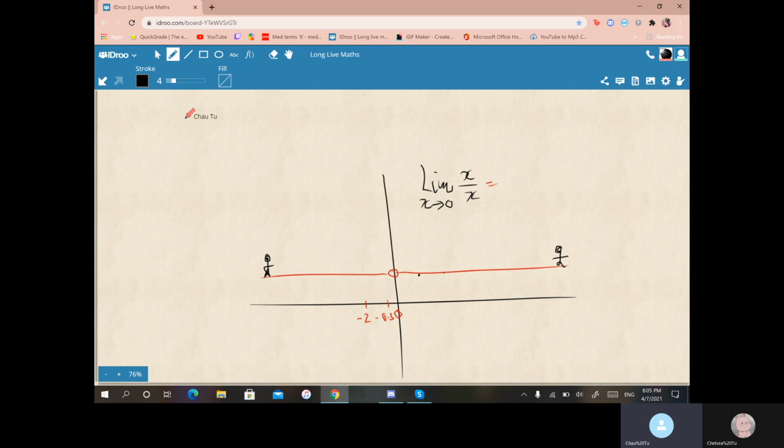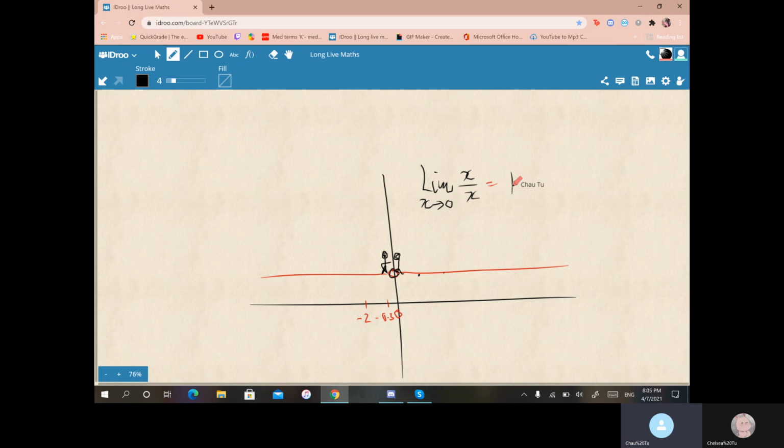Remember, with limits, we don't really care what happens dead on 0. I know dead on 0 it breaks down because there's a hole there, but the idea behind a limit is where you're heading towards. You see, you're both heading towards the same place. You're both heading towards a height of 1. The limit exists and it's 1.